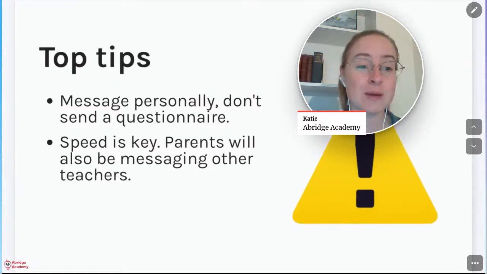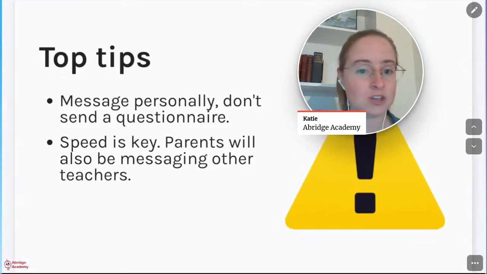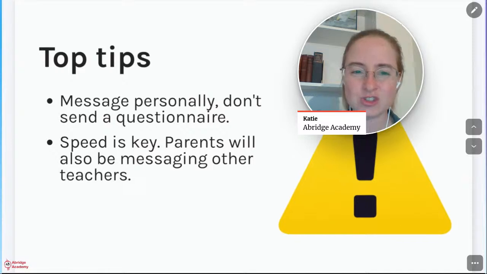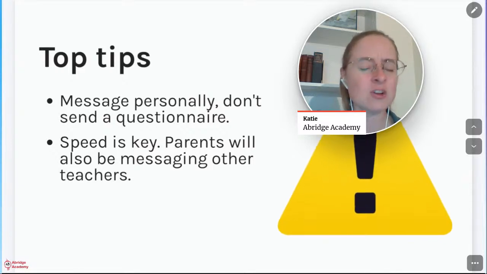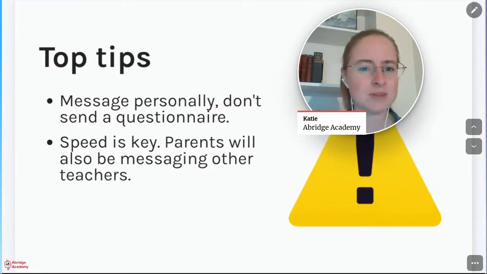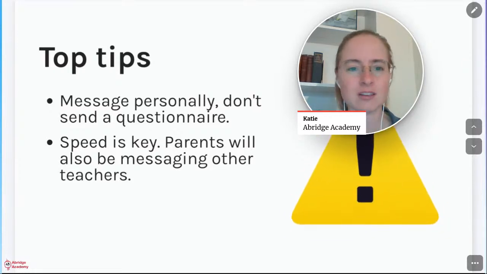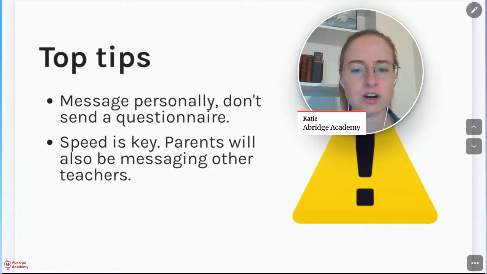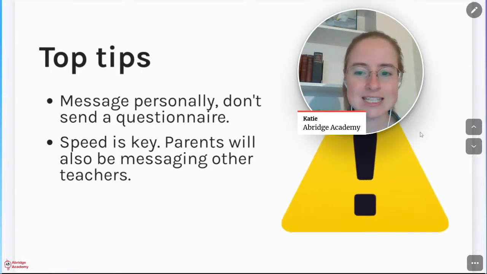If the parent is having to wait 24 hours for you to reply to one message, they're going to think, well, you're not that interested in supporting their child. And they're also going to be thinking that once you start teaching their child, you're going to be just as bad at replying to messages. And they don't want a teacher who is taking days to respond to everything all the time. It just gives a bad impression. So yeah, speed is key.